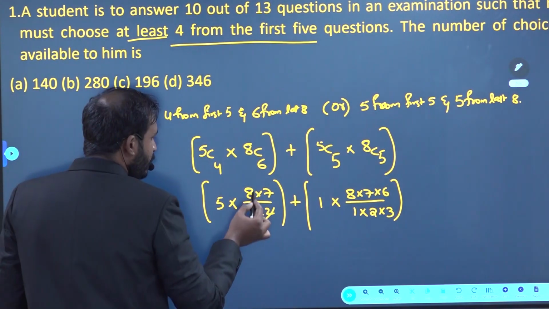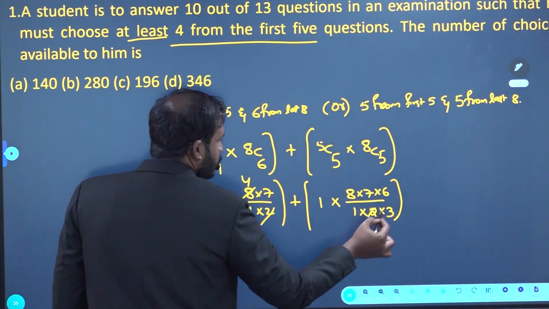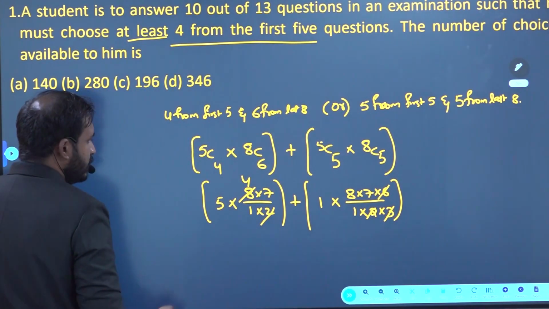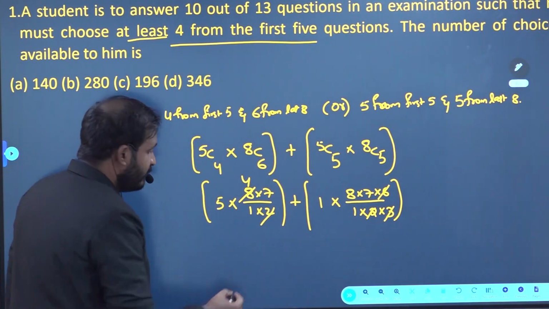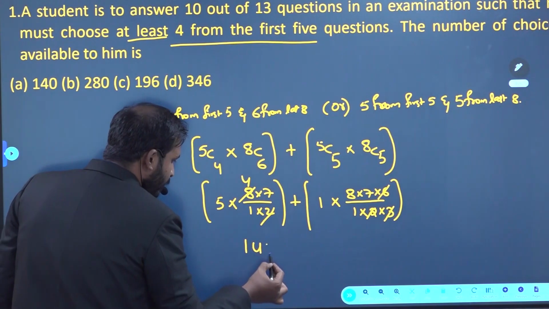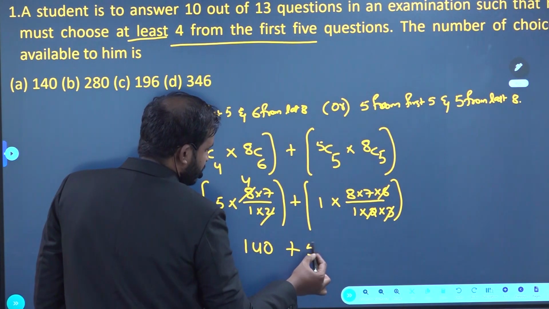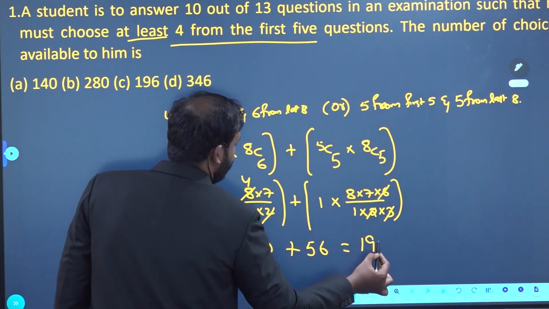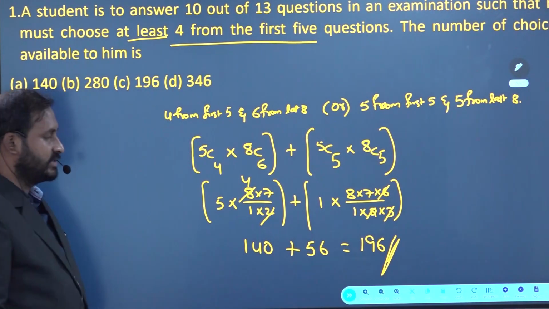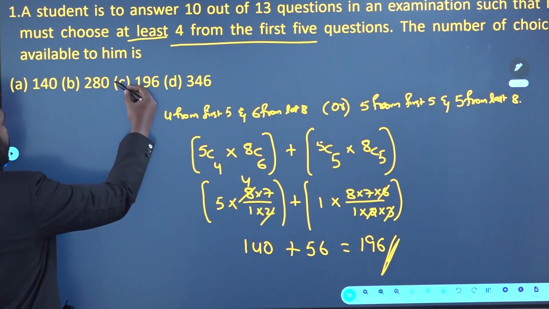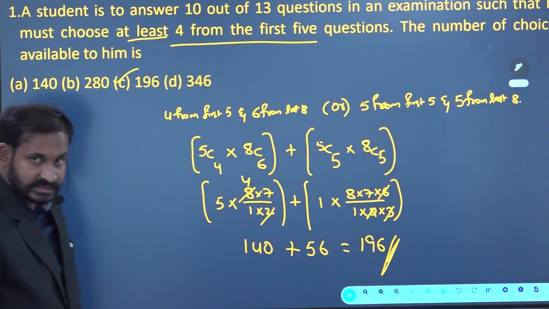Okay. 2 1s are 2, 2 4s are 8, 2 3s are 6. This will be cancelled. So 5 4s are 20. 2 7s are 14, it will become 140. Plus 8 7s are 56. So in how many ways can he write the answers? In 196 ways he can write his answers.